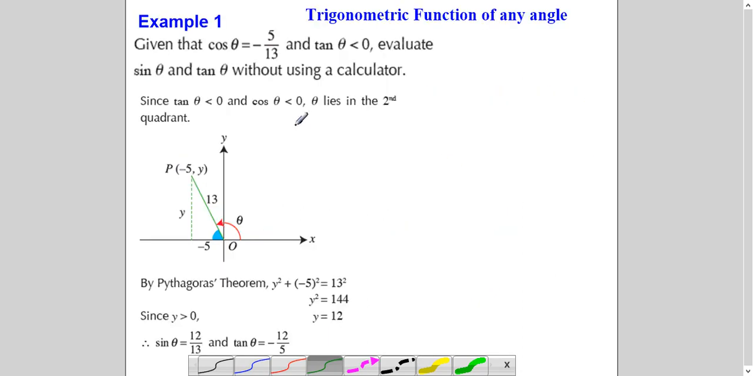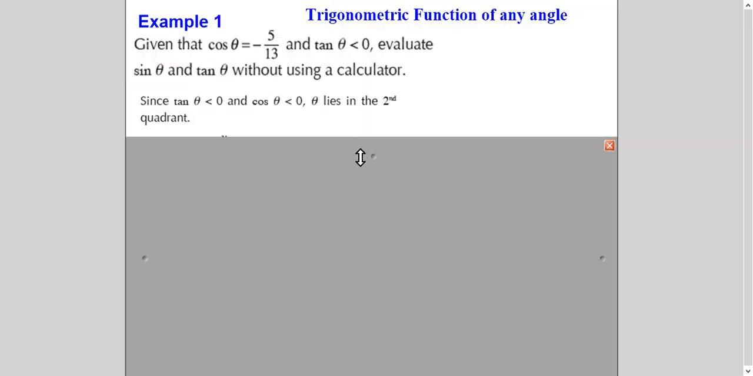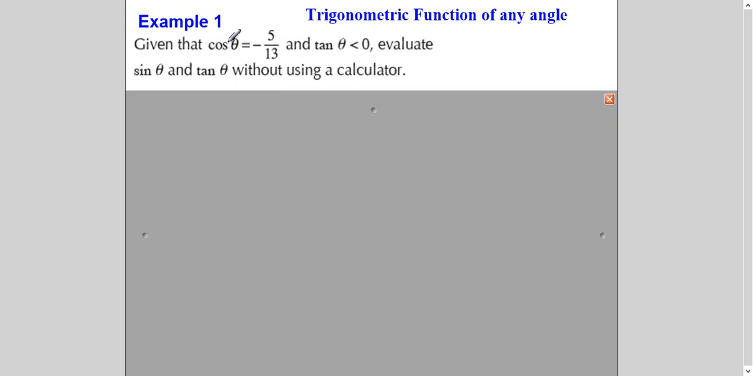Okay, now this is the last example of this video. Let me hide a bit so that you do not get confused. Okay, now in this question, two hints are given to you. The question is saying cos theta is minus 5 over 13 and tan theta is less than 0. Less than 0 means it is negative. You have to find out the value of sine theta and the value of tan theta.